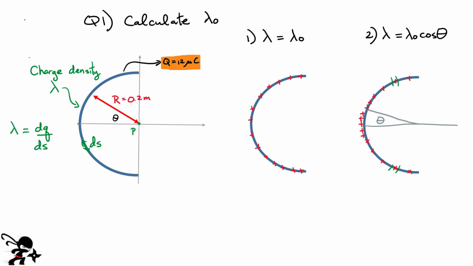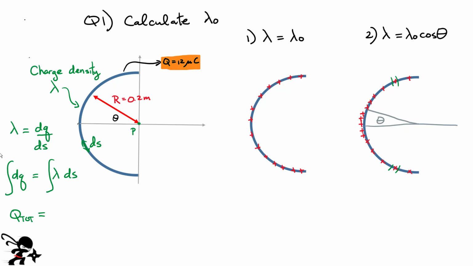If I wanted to calculate the total charge, first I bring this to the other side, and now I would have to integrate both sides in order to get the total charge. If I add up all of the small dq's, I get the total charge, and this quantity I know, it's 12 microcoulomb. Now, for both of these cases, I have to evaluate this integral, and we're going to show you how to do that for both cases.